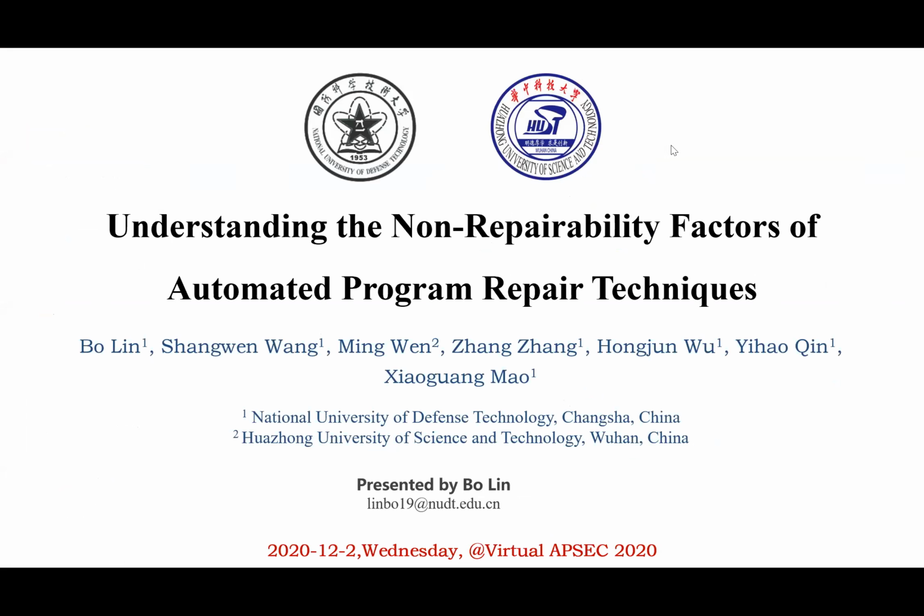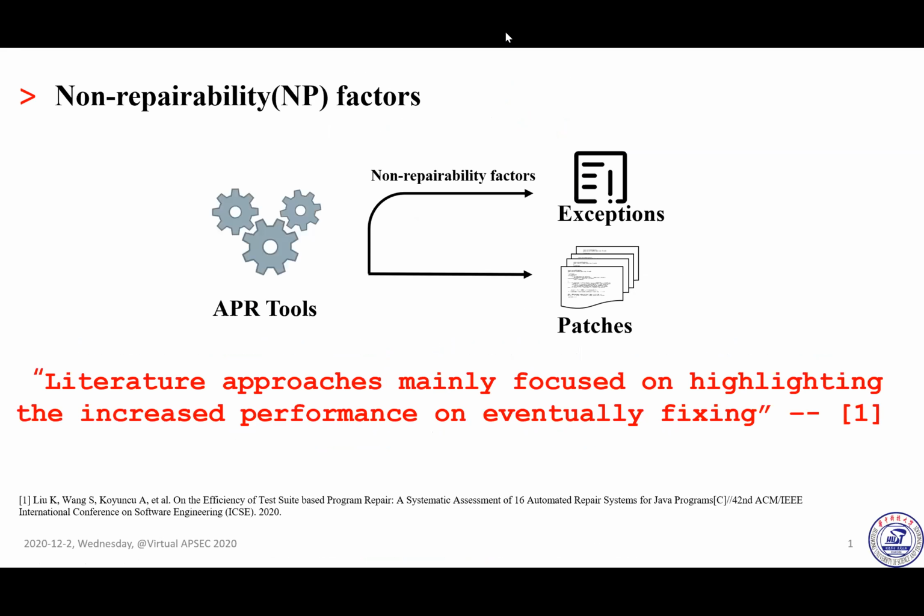Hello everyone, I'm Boling from National University of Defense Technology. Today my topic is understanding the non-repairability factors of automated program repair techniques. This is our collaboration with researchers from Huazhong University of Science and Technology. As revealed by recent studies, existing literature mainly focuses on improving performance on eventually fixing benchmark bugs, while often ignoring the failures of fixing attempts.